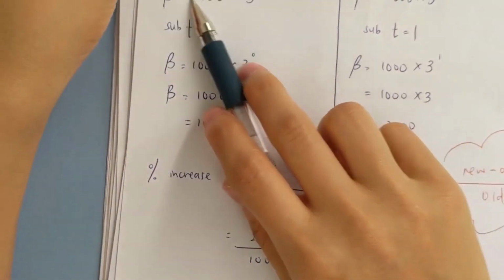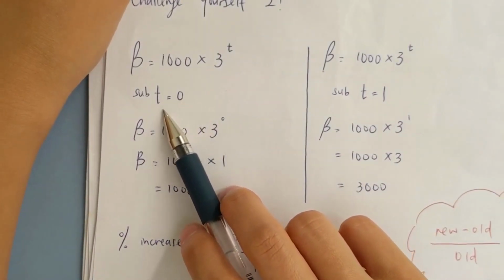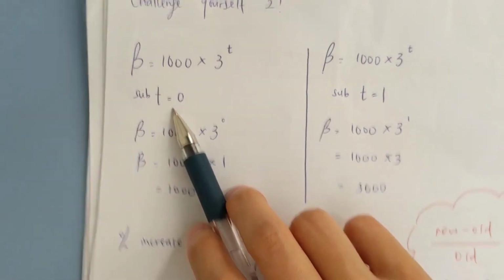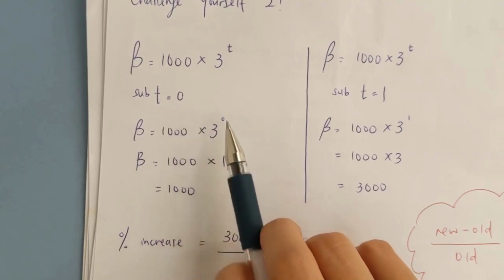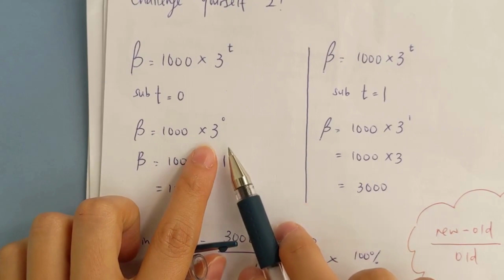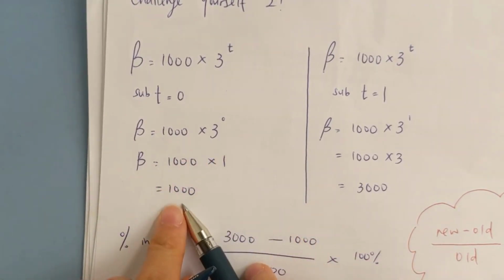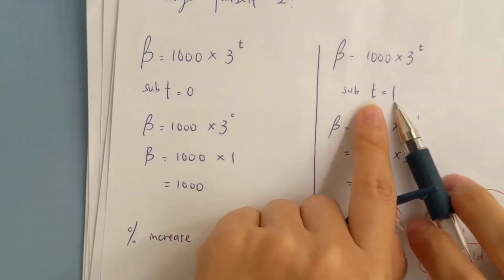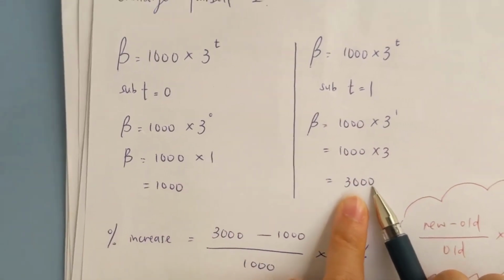So what I do is, I want to find out how many bacteria there are at the 0th hour, basically the start of the experiment before you even start. So I substitute t equals 0 inside, and I realize that when I key 3 to the power of 0 into the calculator, I get 1. So this is 1000 times 1, which is 1000 bacteria present at the very start of the experiment. After 1 hour, I substitute in, and I find out that it is 3000 bacteria present in the culture after 1 hour.